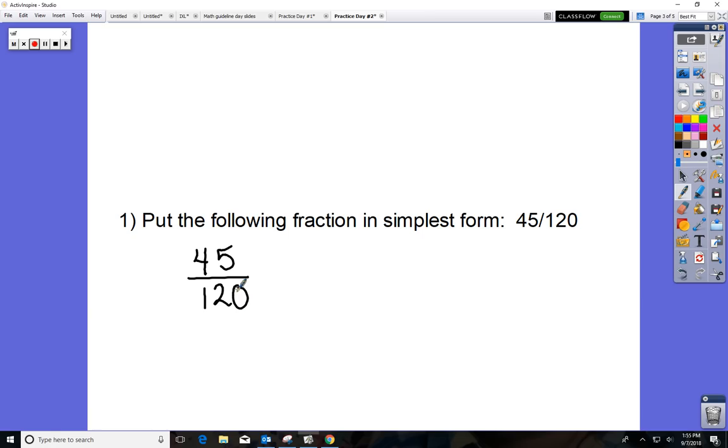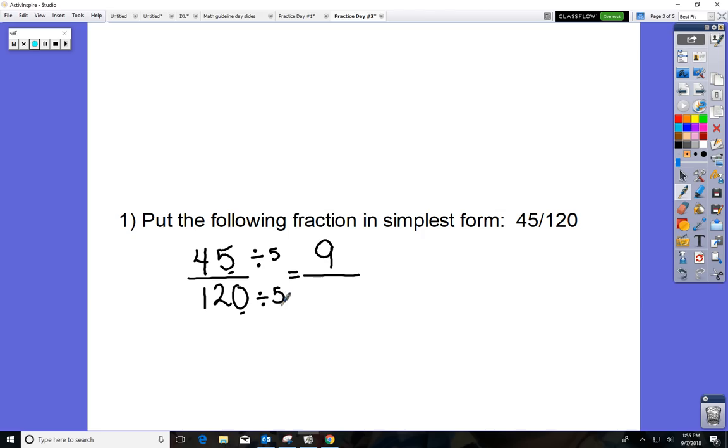In looking at these two numbers, I can see that one of them ends in a 5 and one of them ends in a 0. Anytime you have a number that ends in either a 5 or a 0, it can be divided by 5. So I'm going to go ahead and divide both of these numbers by 5. I know 45 divided by 5 is 9. That's one of my facts.